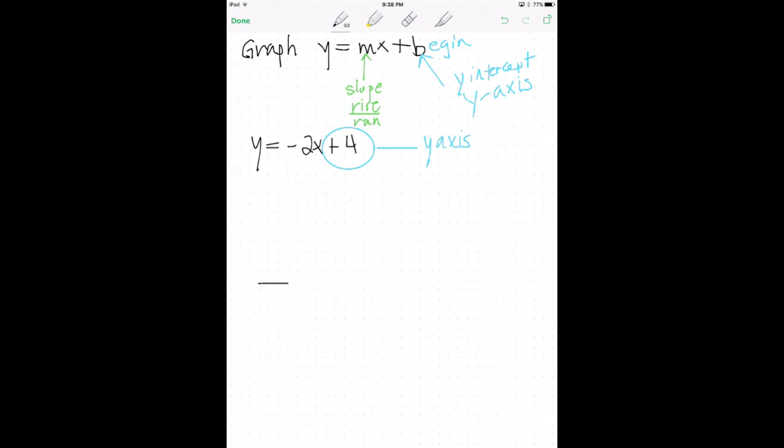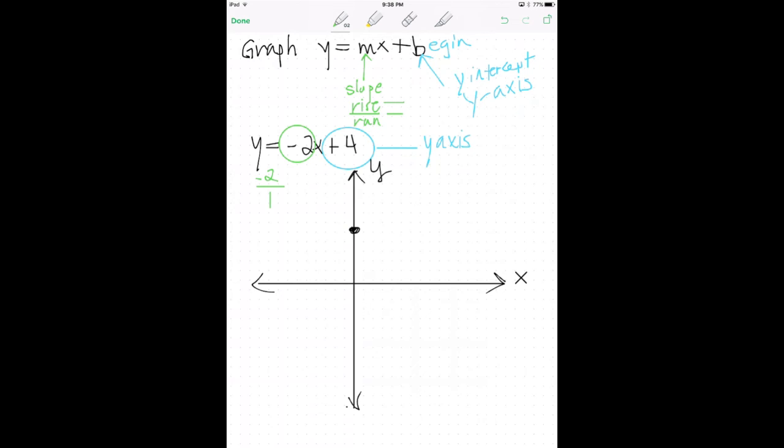So let's see if I can get that to work. So here's my x-axis, here's my y-axis. So I go up 4, 1, 2, 3, 4, right there. Okay, so there's 4 on the y-axis. Now, right here, this is your slope, -2. Your slope needs a rise and a run, so it's a fraction. So this would be -2 over 1. This has to go down 2 and right 1.